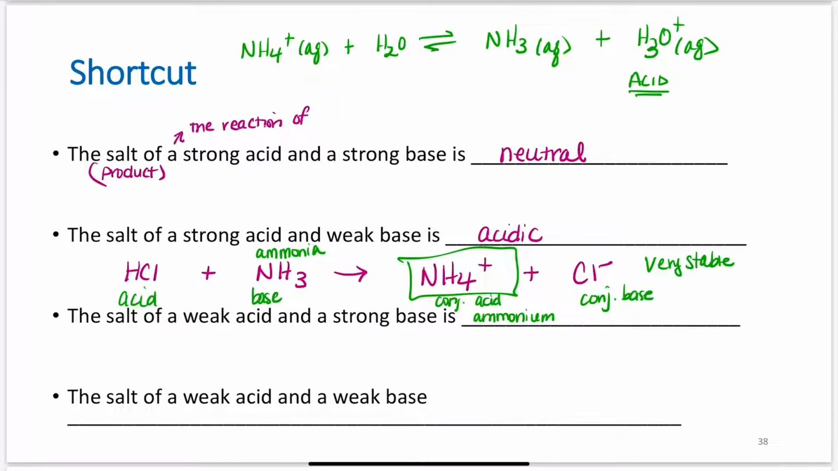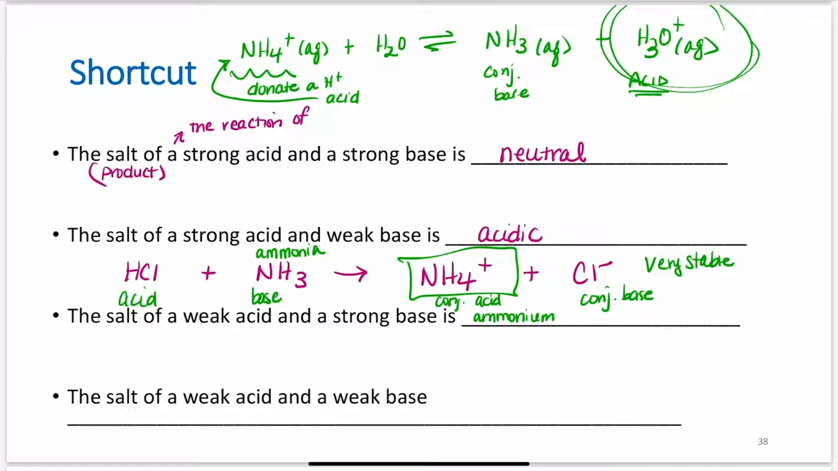So the salt of a strong acid and weak base will be acidic because it's going to create H3O plus in solution. This is going to donate a proton. It's going to act as an acid. It forms the conjugate base. Here, water is acting as a base because it's accepting the proton, and hydronium ion is its conjugate acid.